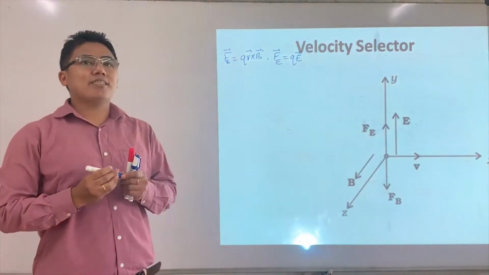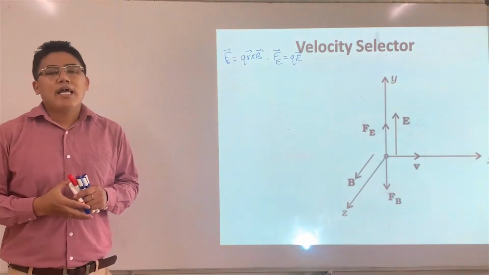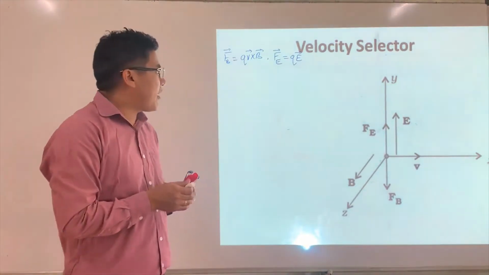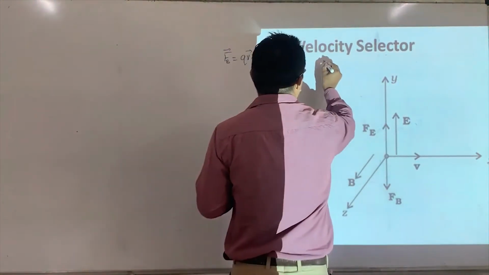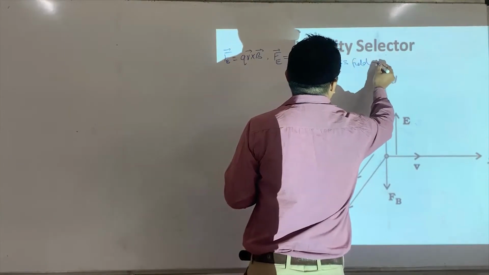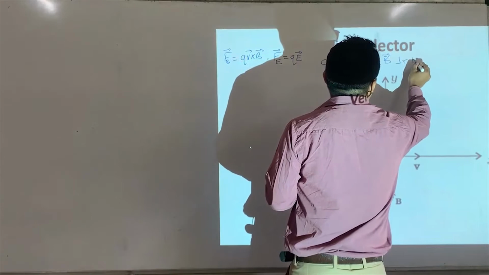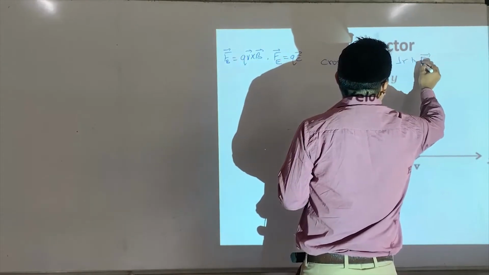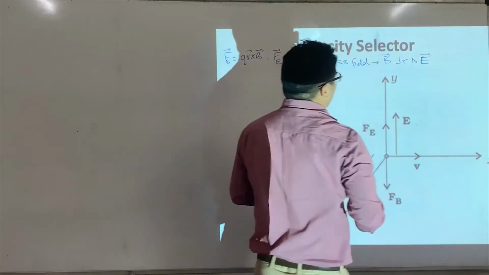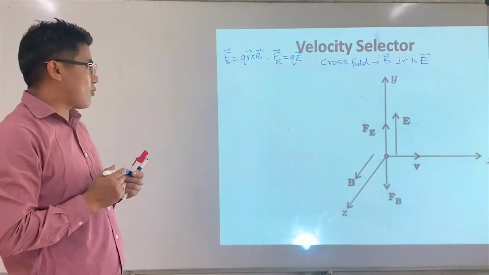So now in this case, instead of a charge just moving in a magnetic field, I allow a charge to move in what we call a cross field. A cross field is one where the magnetic field is perpendicular to the electric field. I have an electric field as well as a magnetic field, where the electric and magnetic fields are perpendicular to each other. This is what we call a cross field.